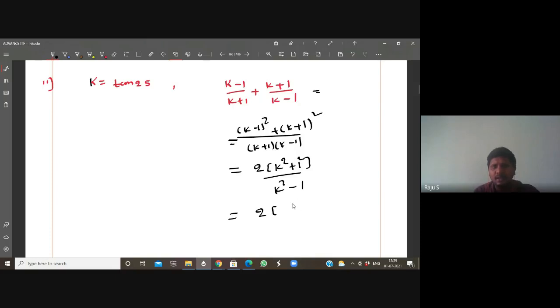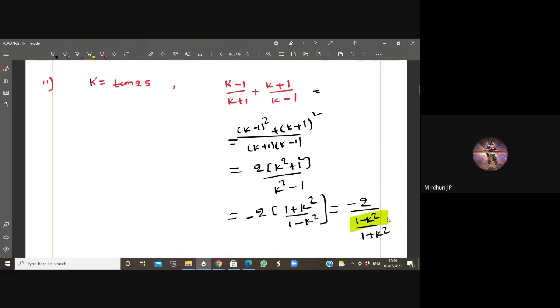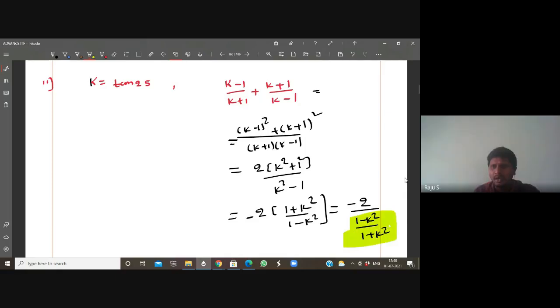Am I right? Now I want to do one thing. I want to take a minus common. Shall I write here 1 plus k square by 1 minus k square? So minus 2 by, shall I write here 1 minus k square by 1 plus k square? Shall we write like this? Yes, we can write. Sir, why are we taking the minus sign? Yeah, I'm going to tell you.